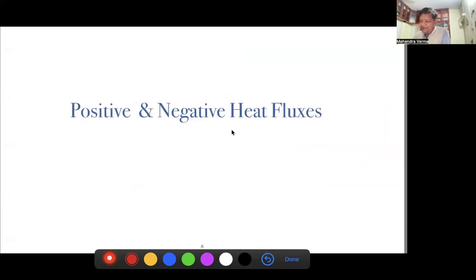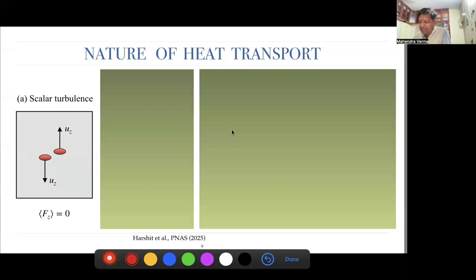Now, what are these negative and positive heat fluxes? This is an important slide. Without any temperature gradient, it's called scalar turbulence, so this is homogeneous isotropic turbulence. If you have a positive hot plume, it can go up or down. There's no temperature gradient, so it can go up or down. This is like ink; it can go up or down.